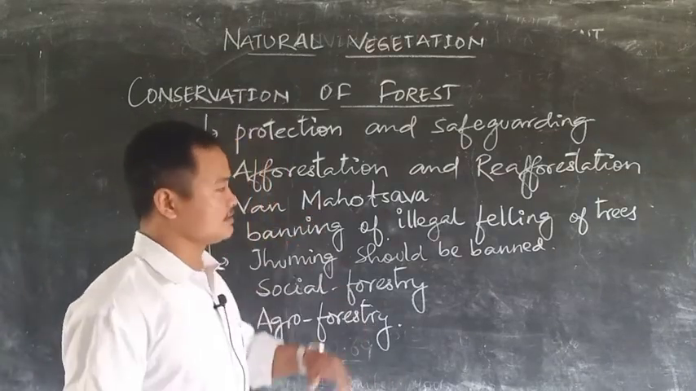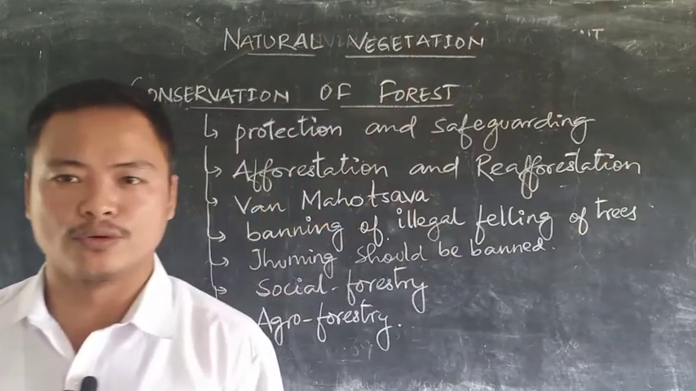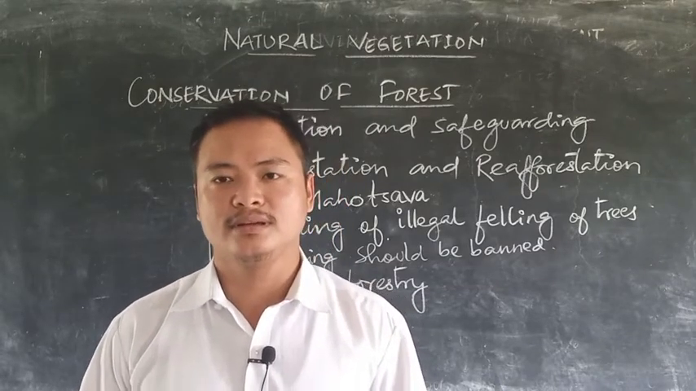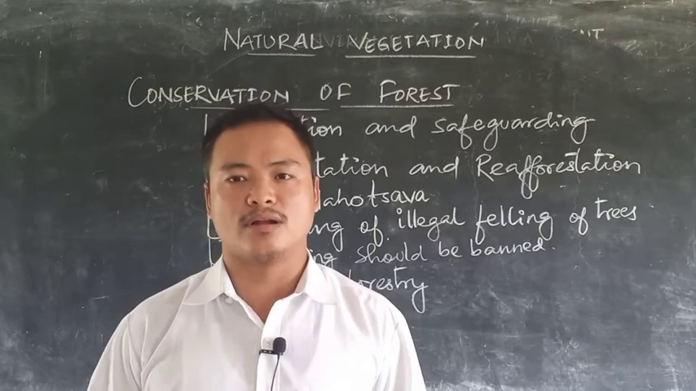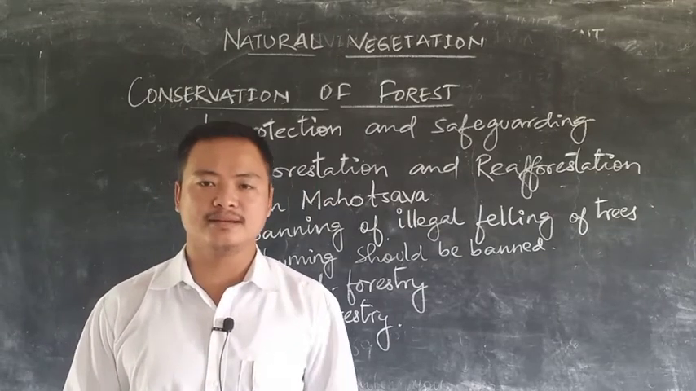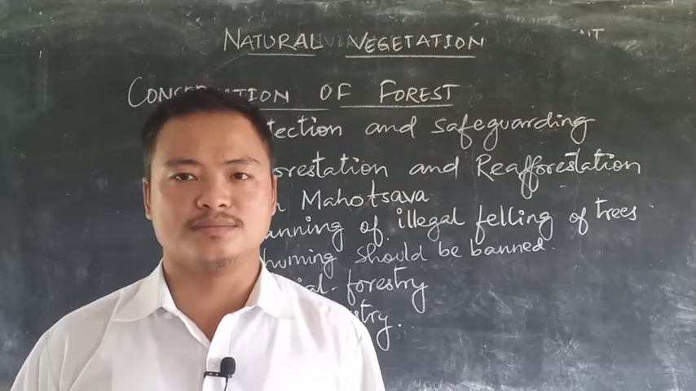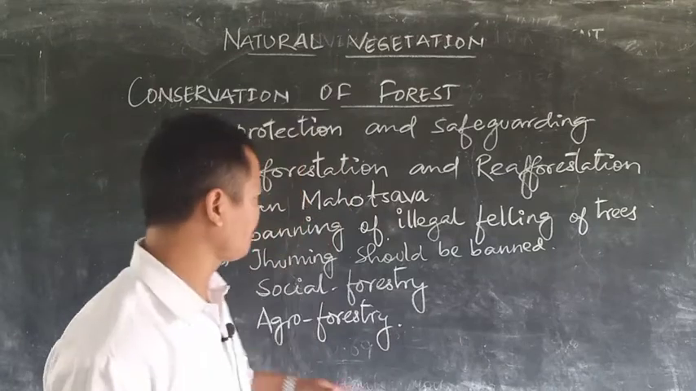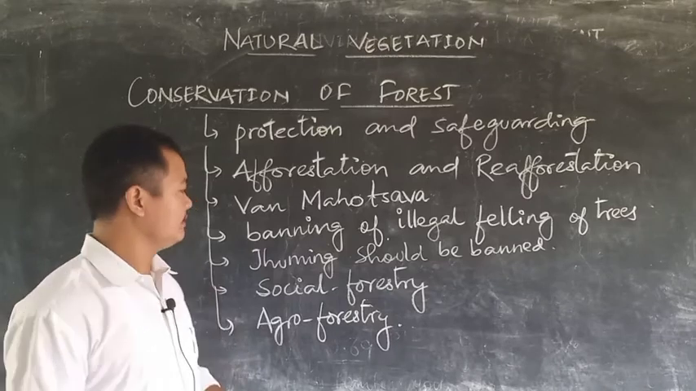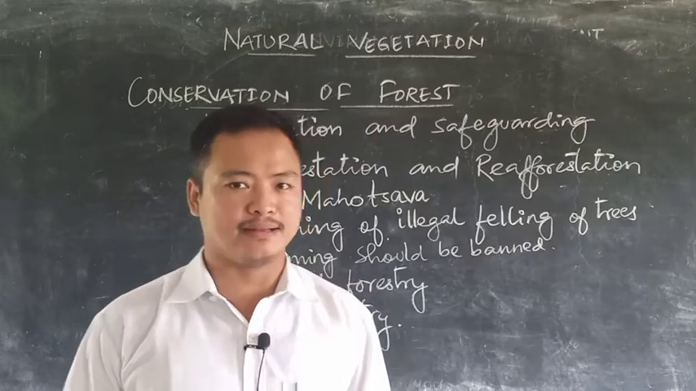Apart from Van Mahotsav, a very important and historic event that took place in 1974 was the Chipko movement, where women embraced or hugged trees to protect them from being felled, which later became a historic event in terms of forestry in India. Then, illegal felling of trees should be banned. Also, jhuming or slash and burn practices of agricultural activity should be banned in India.